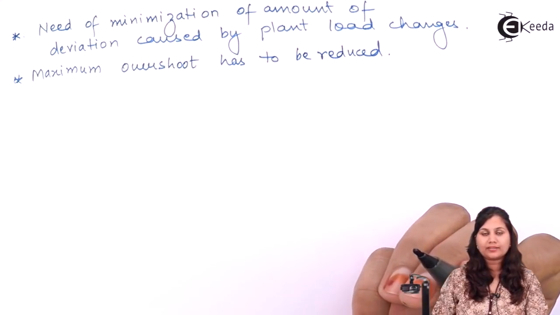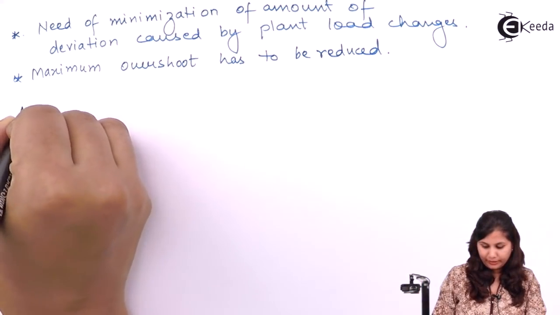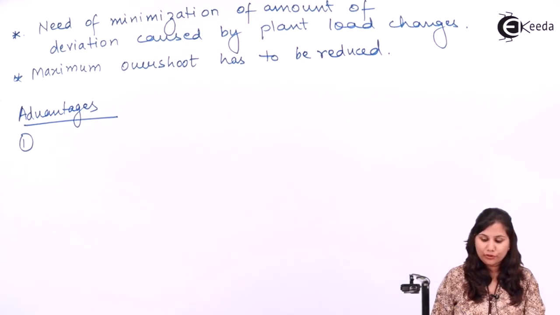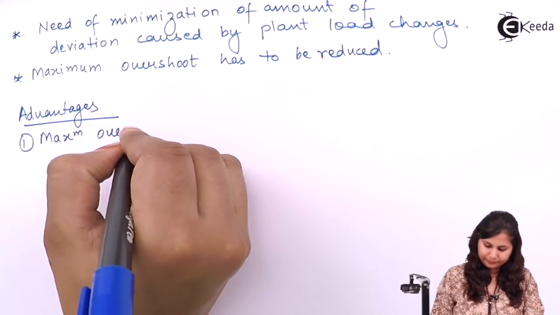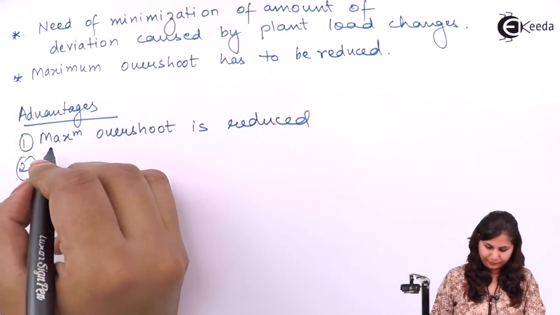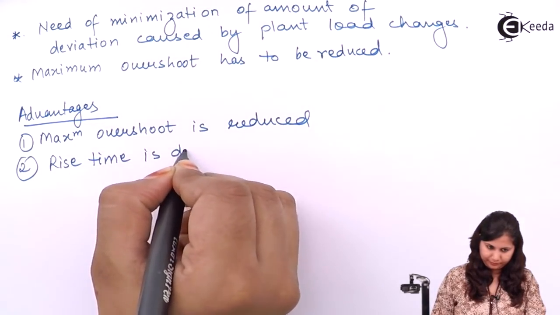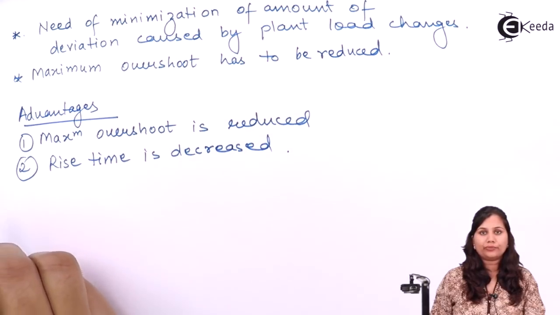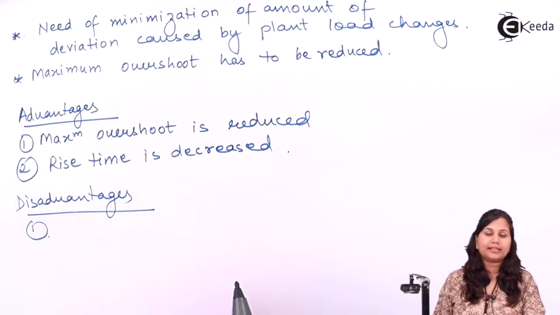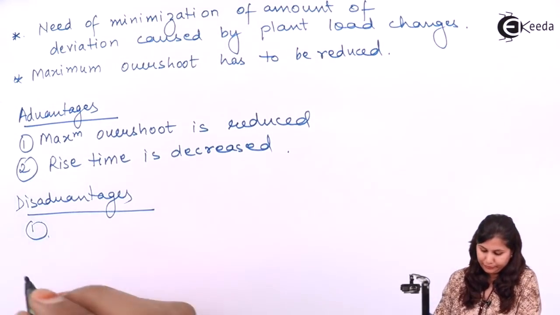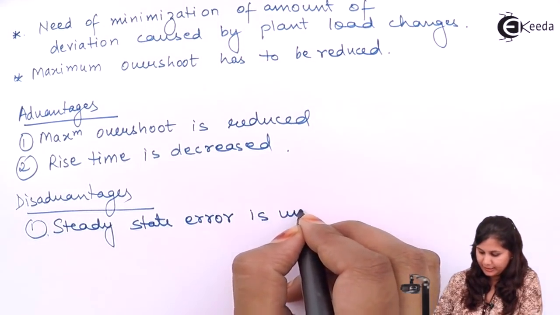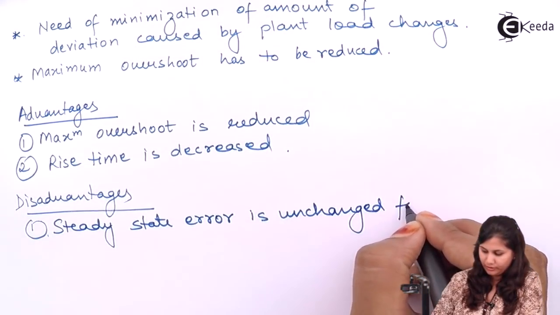Now, the advantages and disadvantages of this proportional and derivative controller. One of the advantages is that the maximum overshoot is reduced, and also the rise time is decreased. The disadvantage of the PD controller is that the steady state error is unchanged for the ramp input. We have calculated here the steady state error. So the steady state error is unchanged for the ramp input.